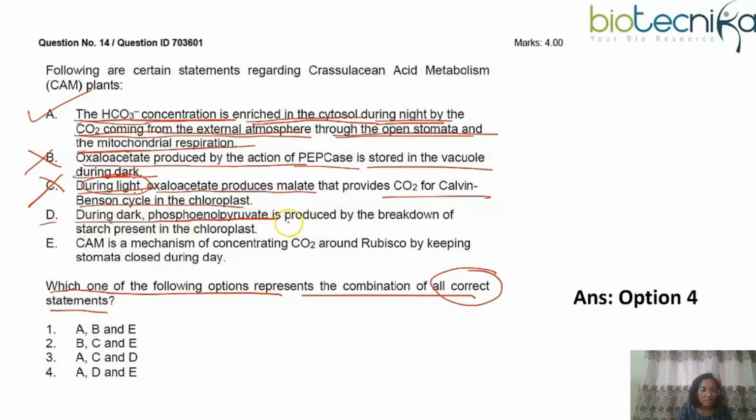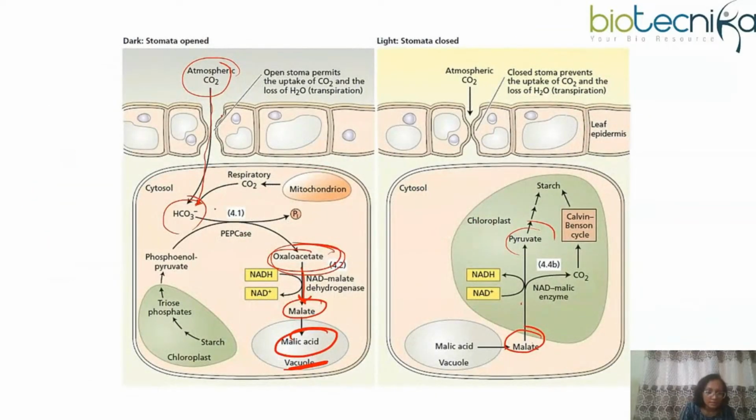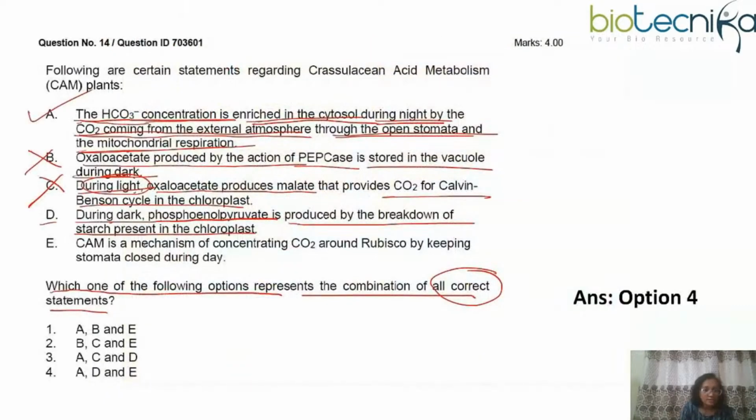Phosphoenol pyruvate is produced by the breakdown of starch present in the chloroplast. Yes, that is true. During darkness, you can see here, when the stomata is open, the starch which was produced and stored in the chloroplast is broken down to produce phosphoenol pyruvate. So that is statement D. During dark, PEP is produced by breakdown of starch present in the chloroplast.